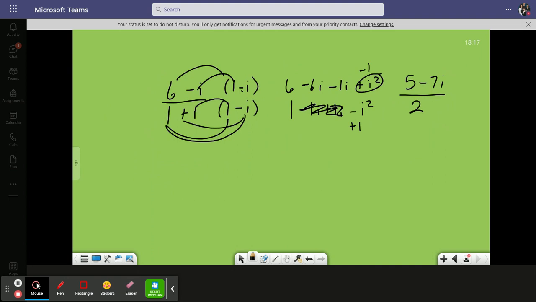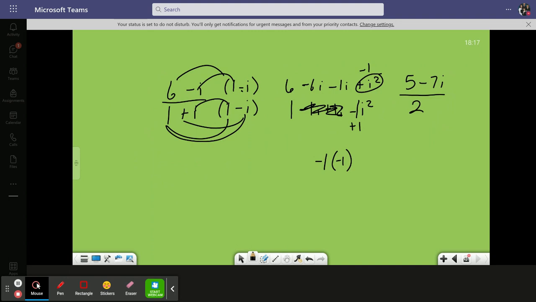So if i squared is a negative, it becomes plus 1. And if it's a positive, it becomes negative 1. Because whatever number is here, if it's like that's a negative 1 right there, and then the i squared is another negative 1. And negative 1 times negative 1 gives me a plus 1.